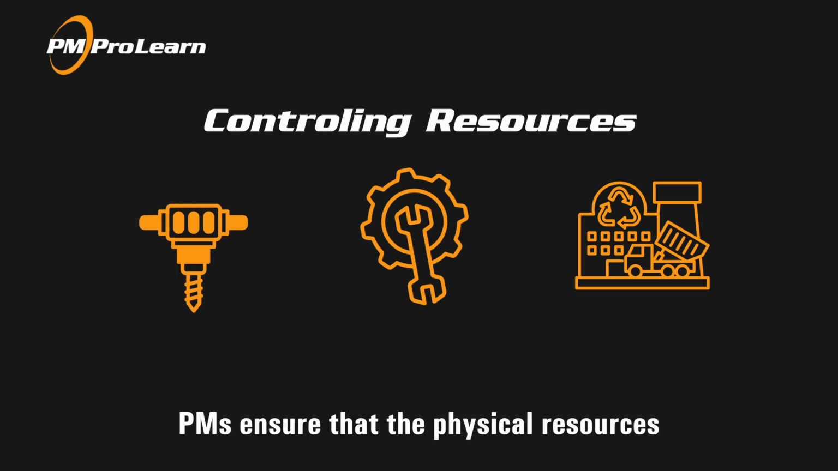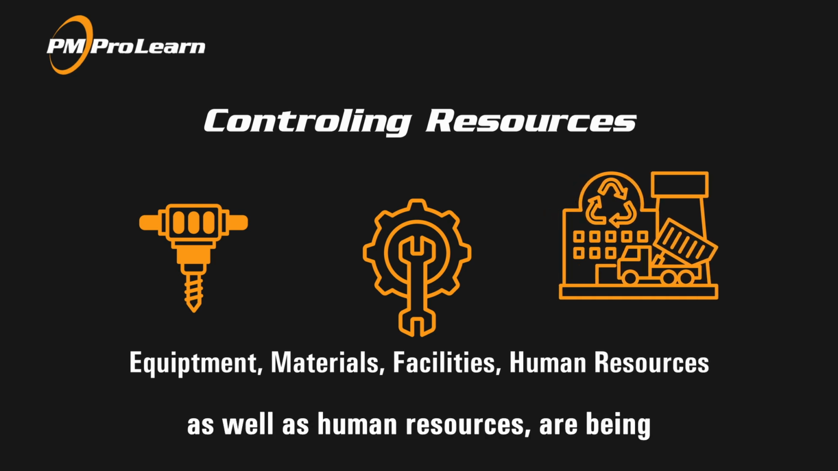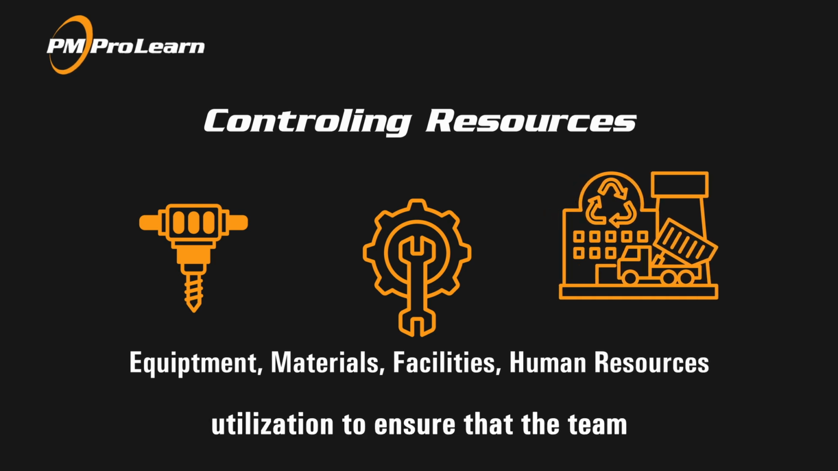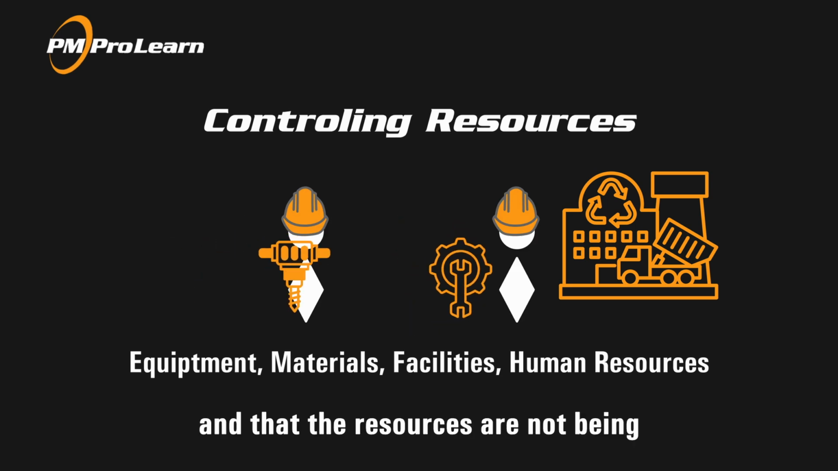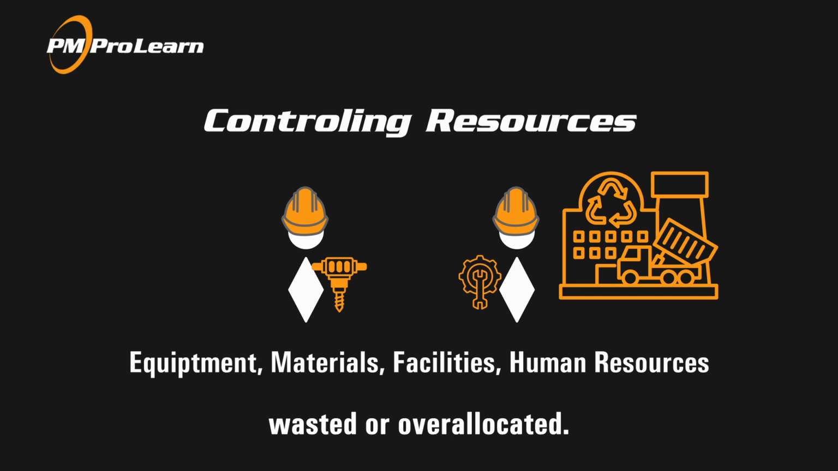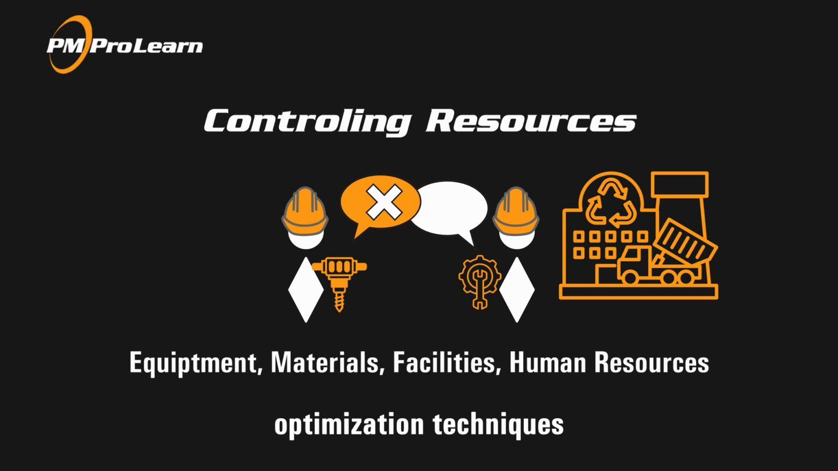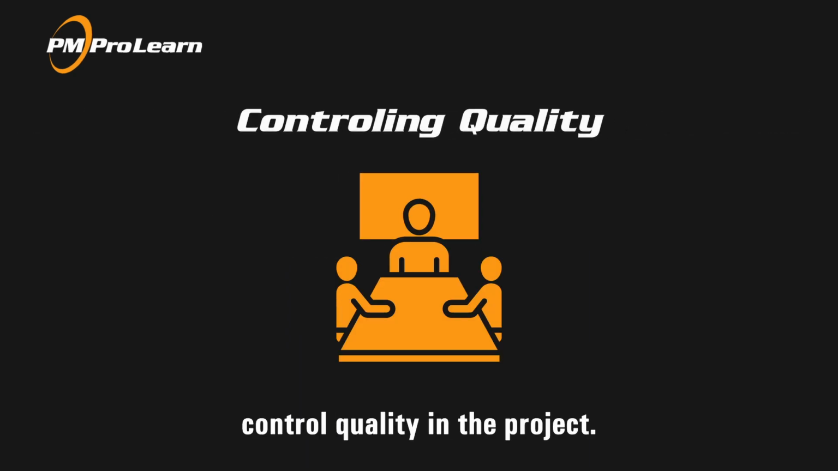PMs ensure that the physical resources like equipment, materials, and facilities, as well as human resources, are being used effectively and efficiently. The goal is to monitor resource utilization to ensure that the team has everything they need when they need it, and that the resources are not being wasted or overallocated. If resources are not being used efficiently, we may need to consider resource optimization techniques like smoothing and leveling. Additionally, we need to control quality in the project.